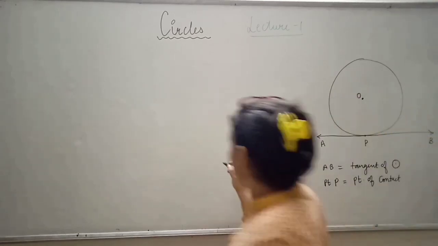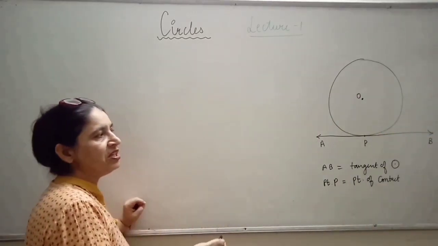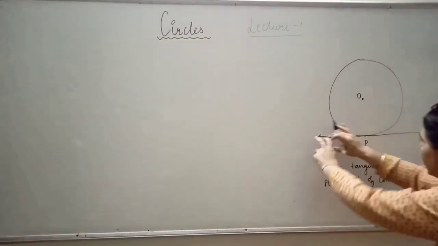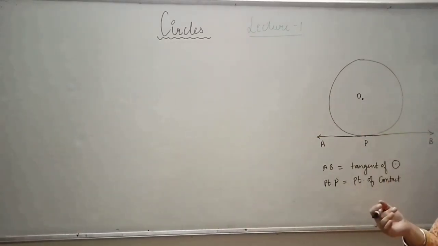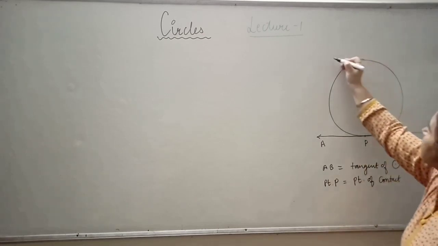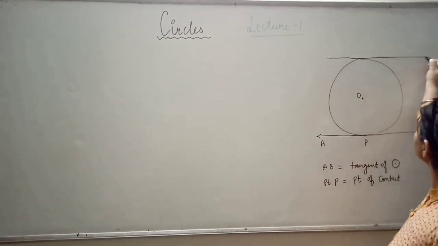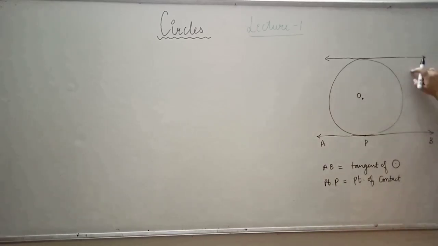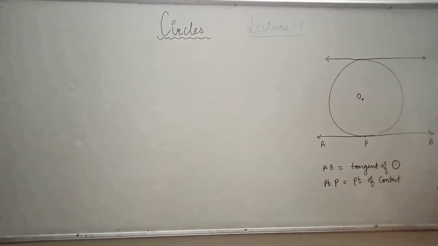Now, how many parallel tangents can you draw? If this is the tangent, how many parallel tangents can you draw? The answer is this. These are 2 parallel tangents, 2 parallel tangents to each other. Okay.